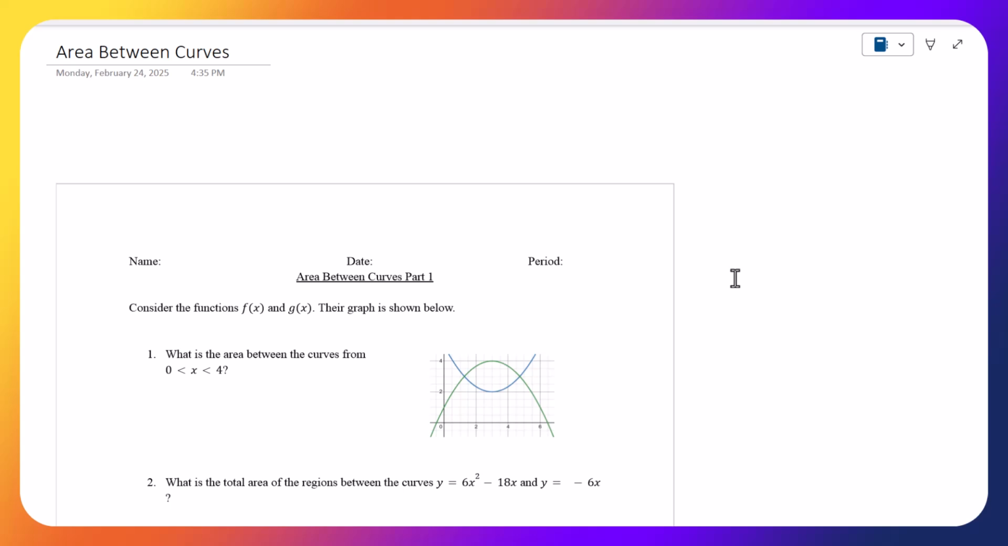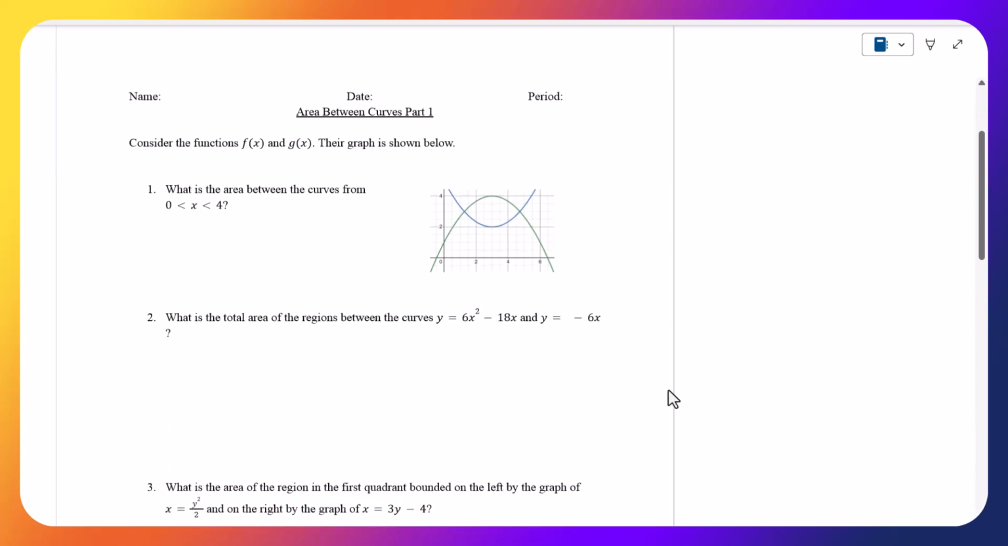So for example, here, what we're actually going to be focusing on is if we have two curves, which is just another way to say two lines or two graphs, what is the area between those curves? Okay, so we want to find the area between the curves from 0 to 4.